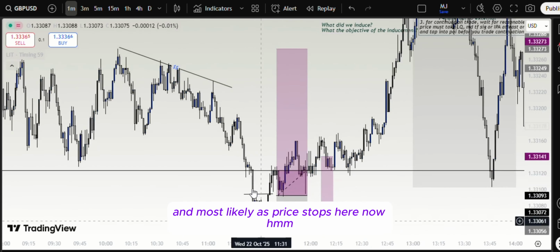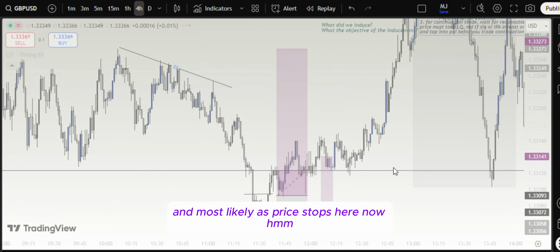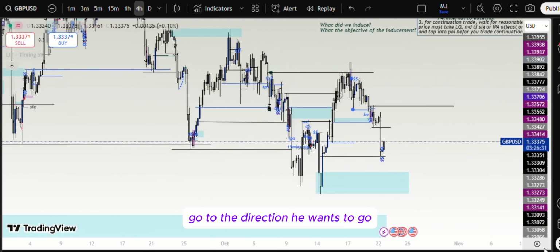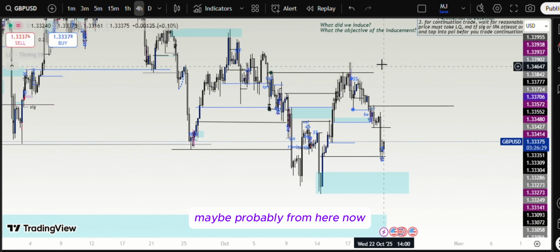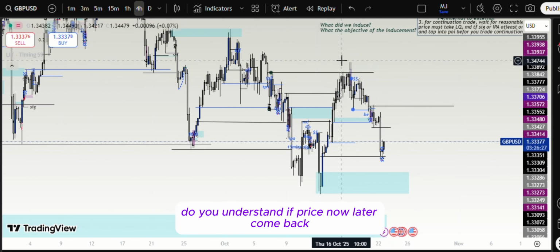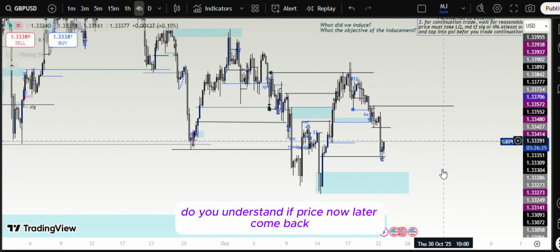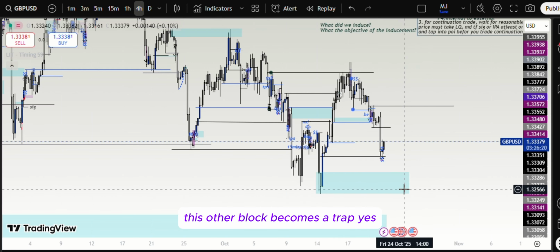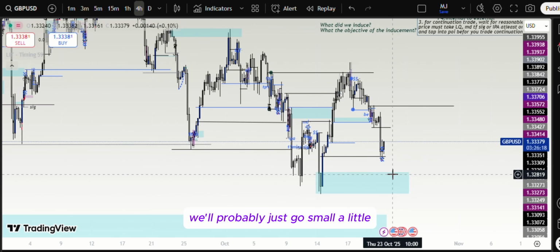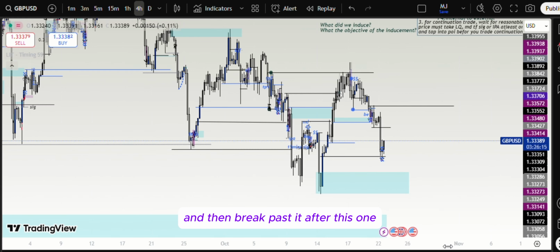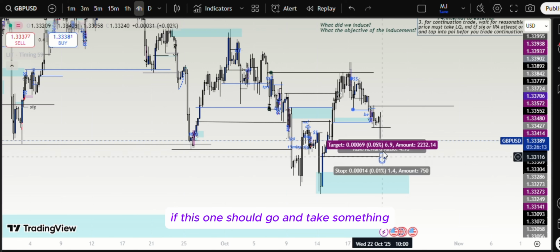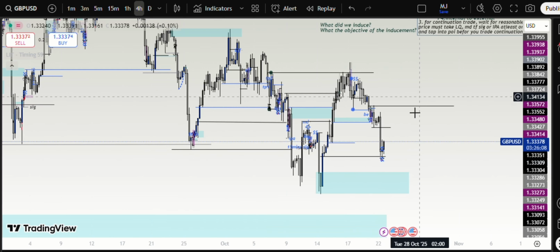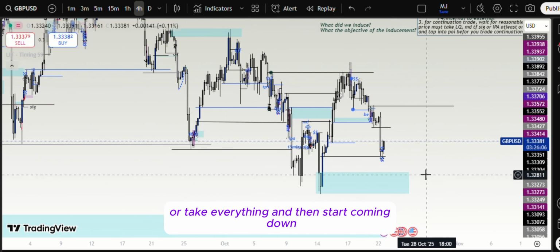And most likely, as price taps here now, as price came here now, price might just go to the direction it wants to go. Maybe probably from here now, just go up and take all the highs. Do you understand? If price later comes back and you're still waiting for this other block, it becomes a trap. Yes, we're going to have a fake reaction, but price will just go a little and then break past it. After this one, if this one should go and take something, maybe take this liquidity and react from this imbalance, understand, or take everything and then start coming down.